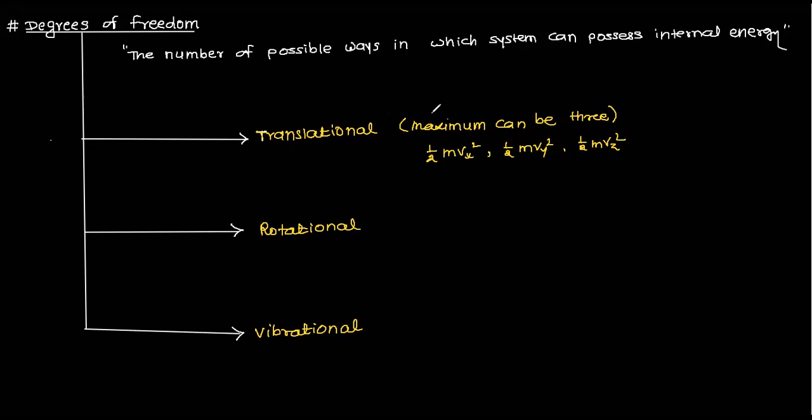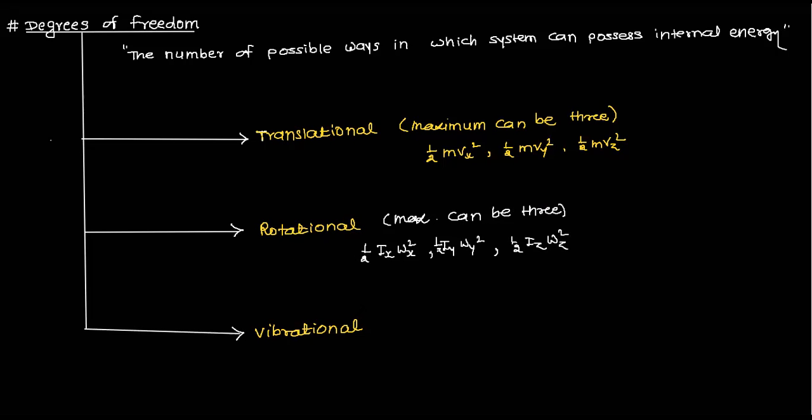Next one, rotational degrees of freedom. This is also maximum 3 only, because of rotation. That's why half Ix omega x whole square, half Iy omega y square, half Iz omega z square. This is not rotational kinetic energy; we can say rotational internal energy, or rotational degrees of freedom.